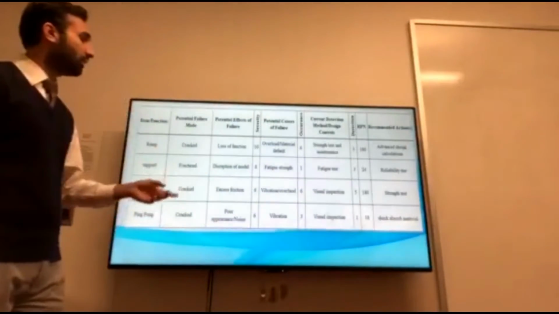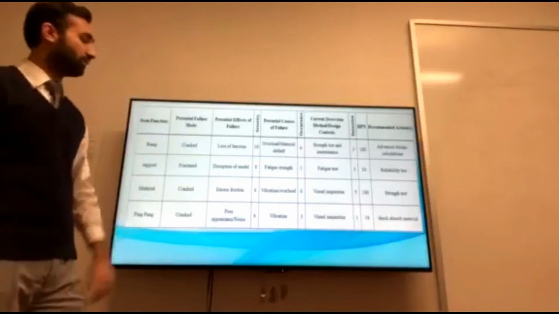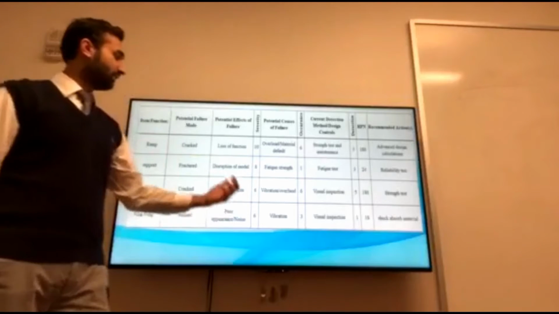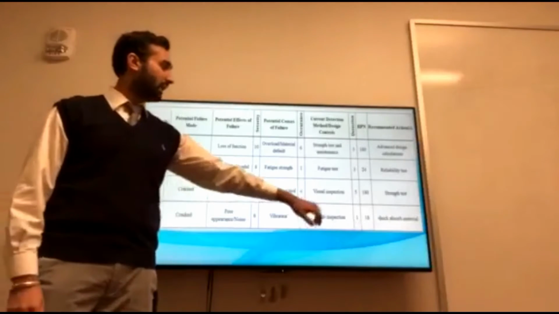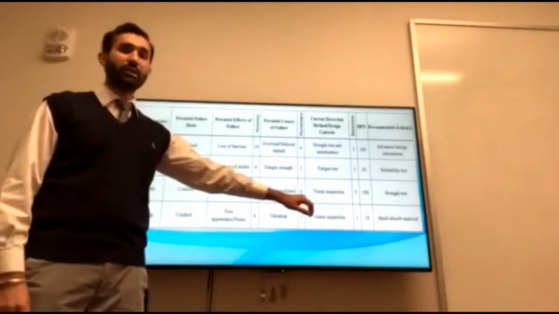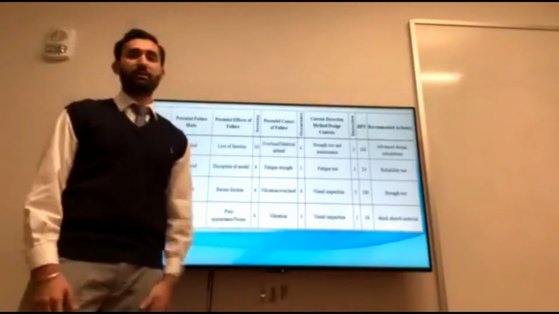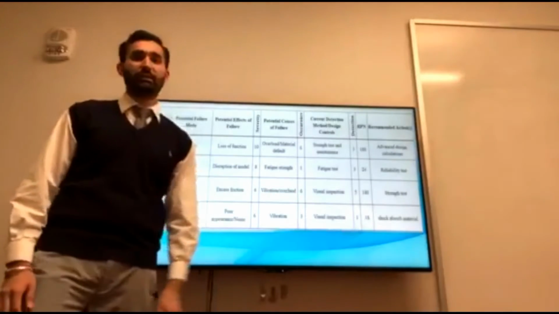In Station 3, this is the ramp. Basically we go with 180, which is on the material. Again, the potential failure will be cracks, excess friction, and vibration. For current detection, we again do visual inspection, and the recommended action is again the S-N curve, or we can go with a strength test.